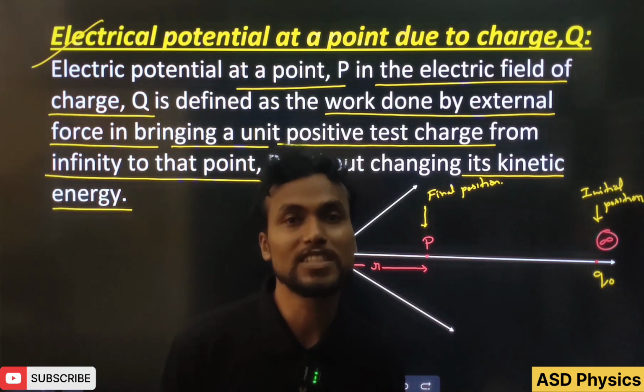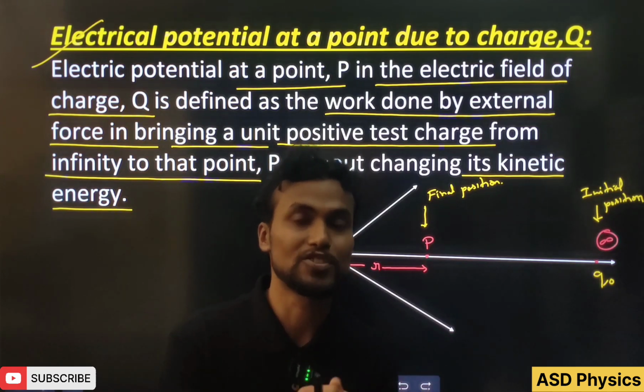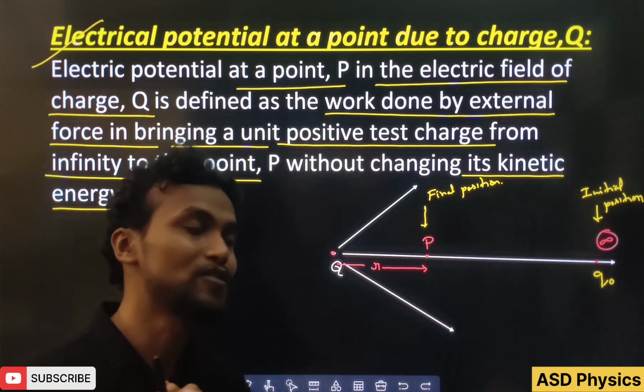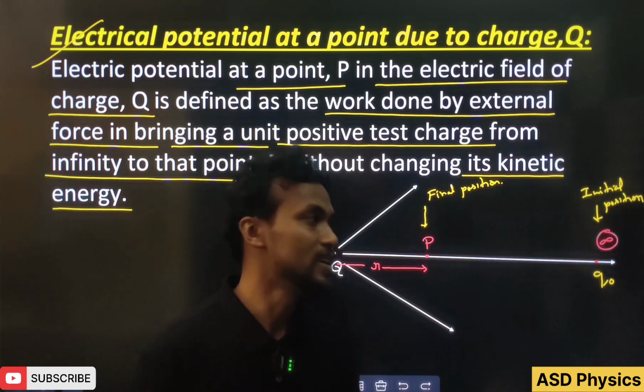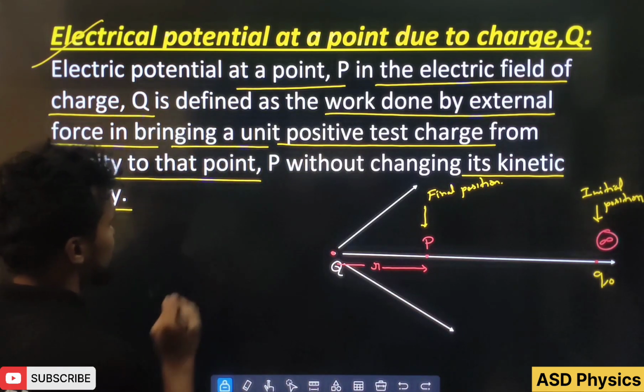That means which kind of force is involved? The kind of force involved is a variable force. So whenever a variable force is involved, what do we have to do? We have to calculate work done by using integration. Okay. So first let's use the basic here, na?